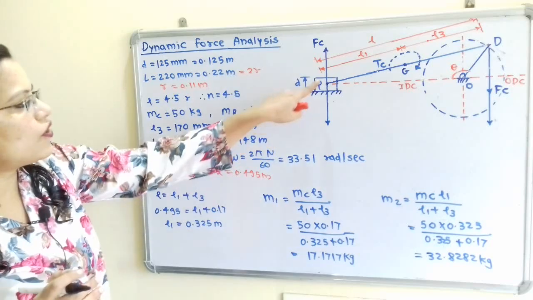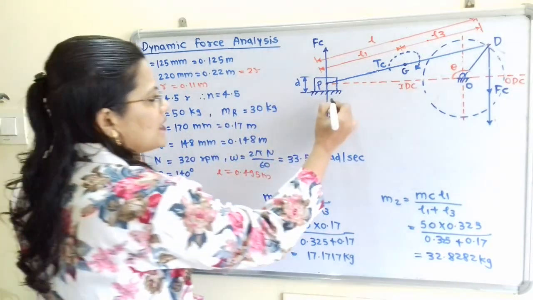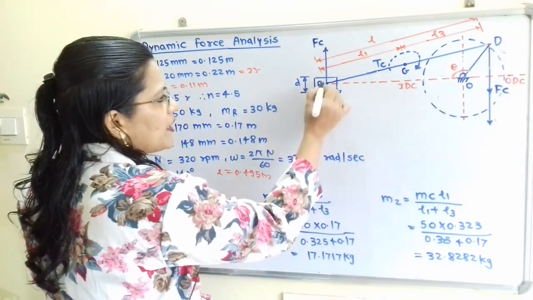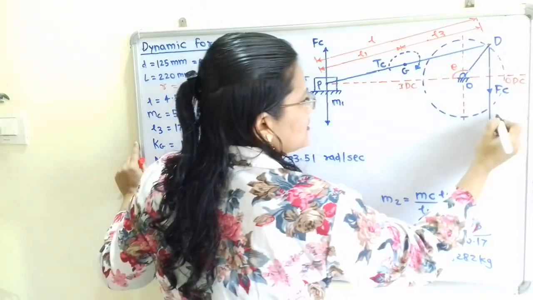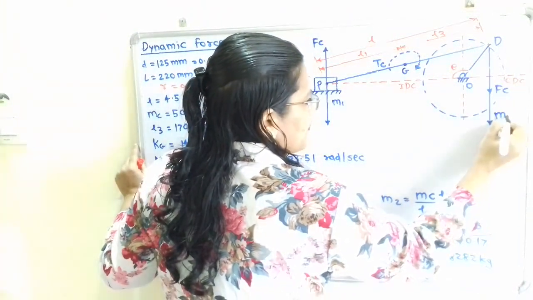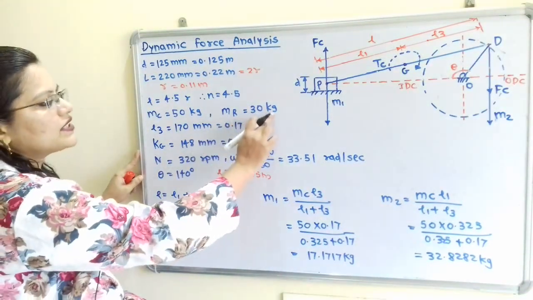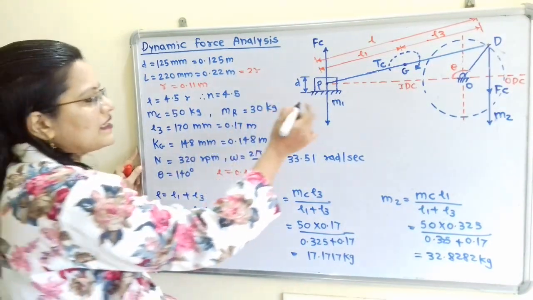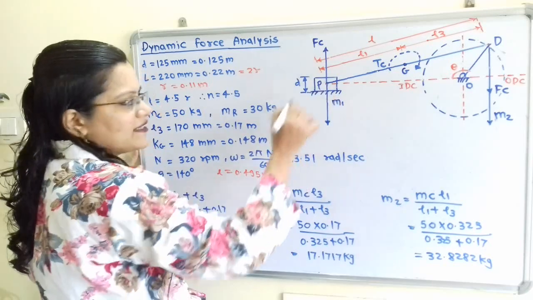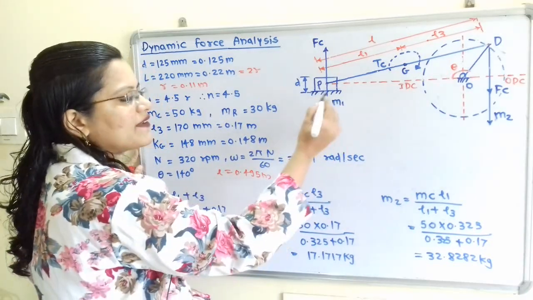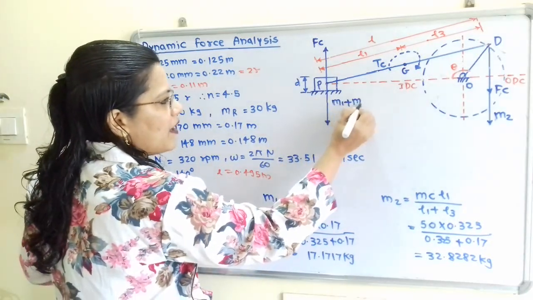Now we will show here the mass m1. So mass m1 is placed at this point P and mass m2 is placed at this point D. Now reciprocating masses are also given, which is equal to 30 kg. Those reciprocating masses also act at this point P. So what is the equivalent mass m1 plus mr?